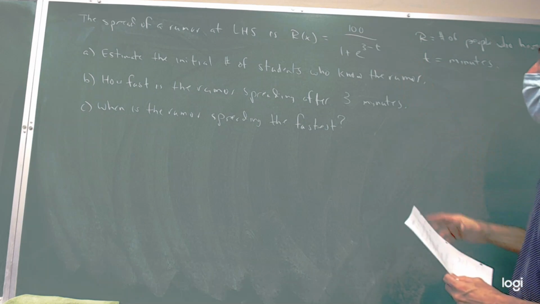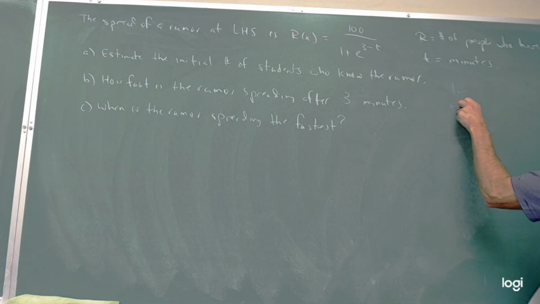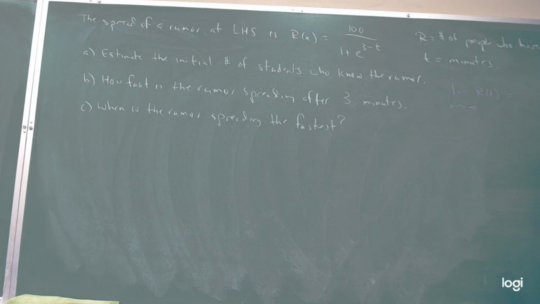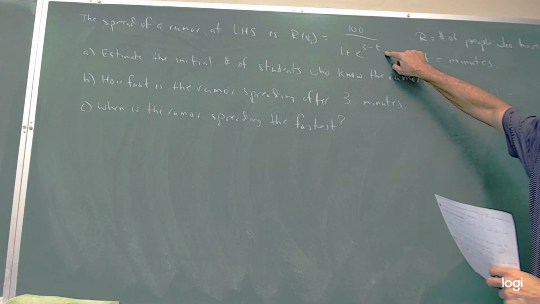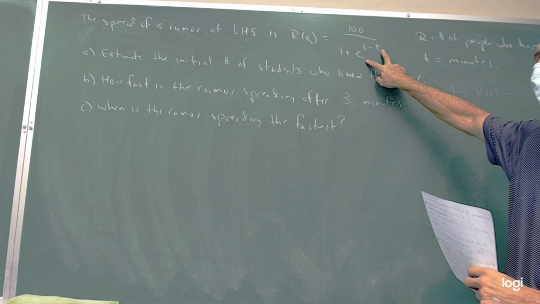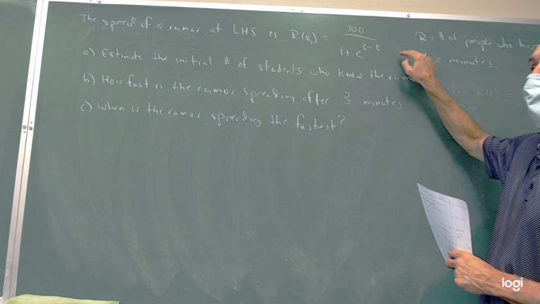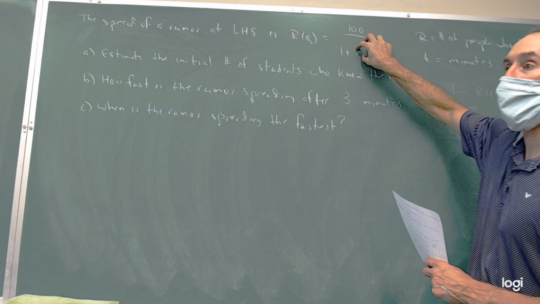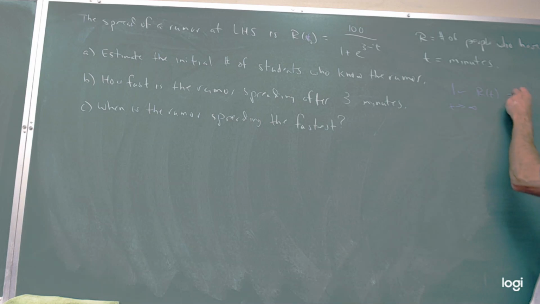One of the properties you can see is that if you take the limit as t goes to infinity of R of t, what happens as t gets really, really big to this e to the 3 minus t? It'll get close to 0. So just this part of it will go to 0, and the number of people who know the rumor is going to be 100.